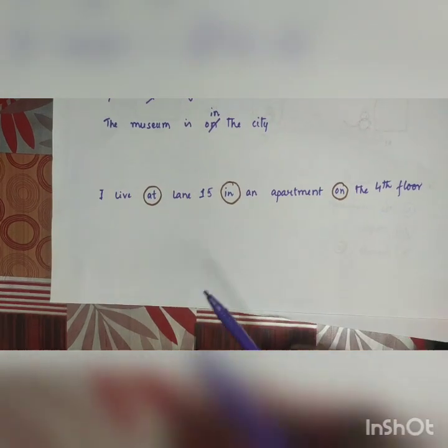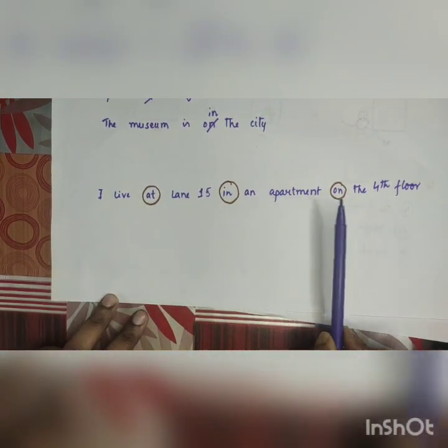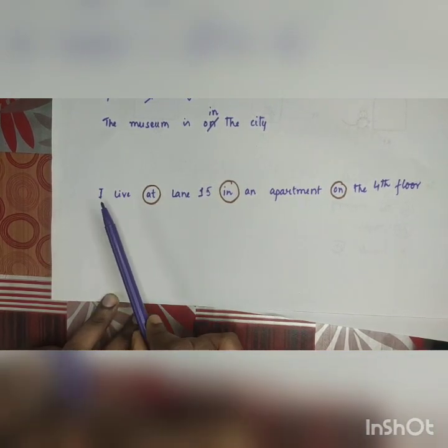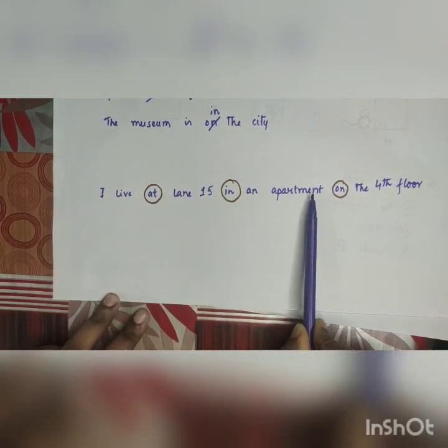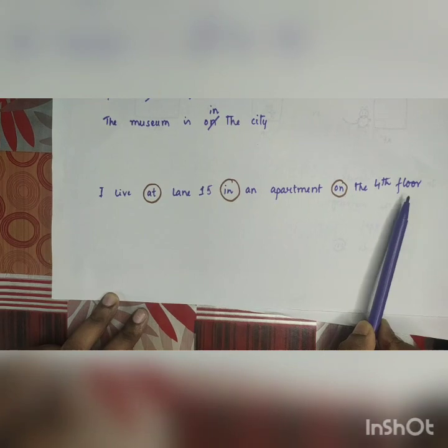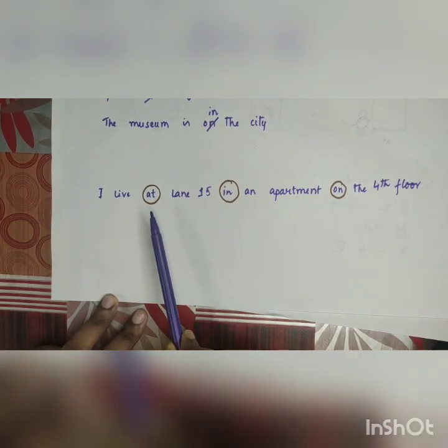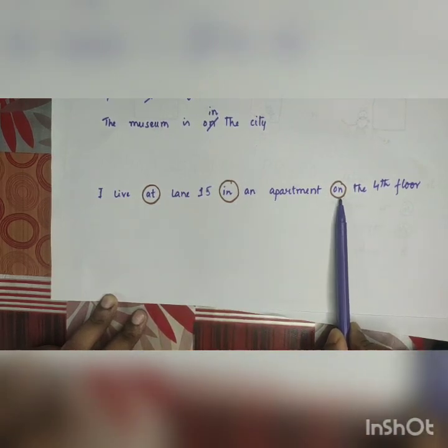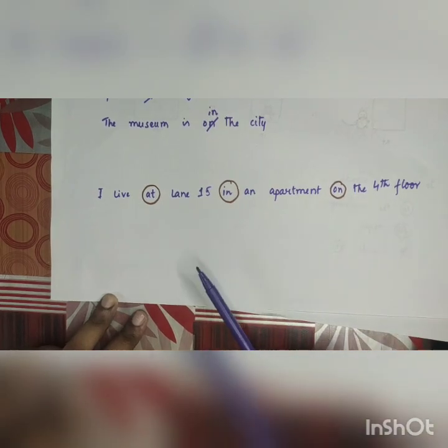So in the basic, if we talk about in one sentence, if we need to know about this preposition of place, this sentence is enough. I live at lane 15 in an apartment on the 4th floor. So this one sentence is containing all the words that are indicating a position or a location. Okay, so this is all about preposition of place.